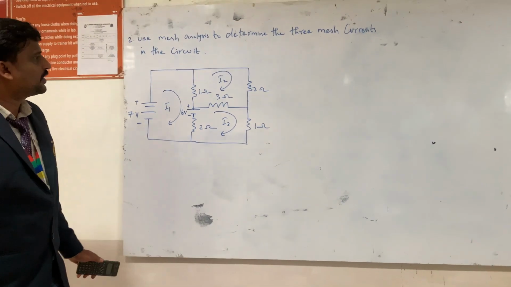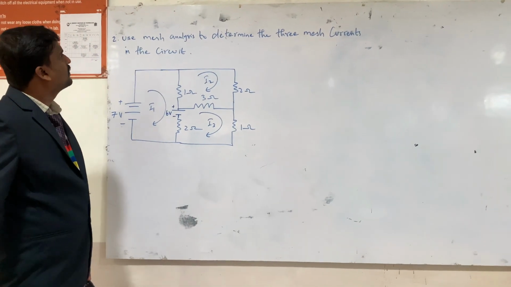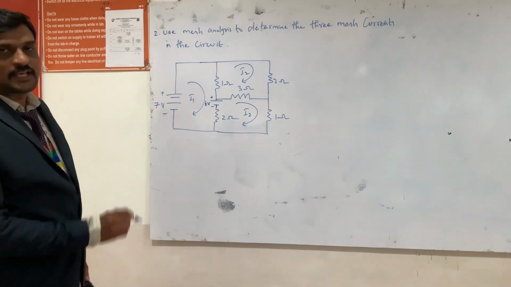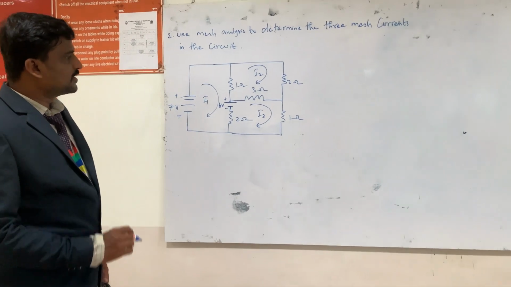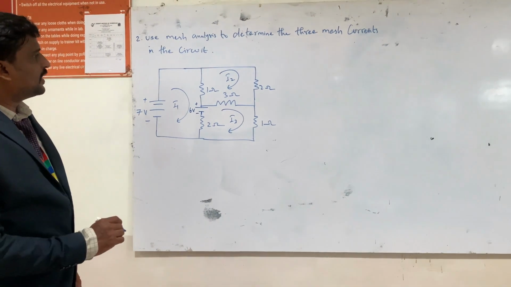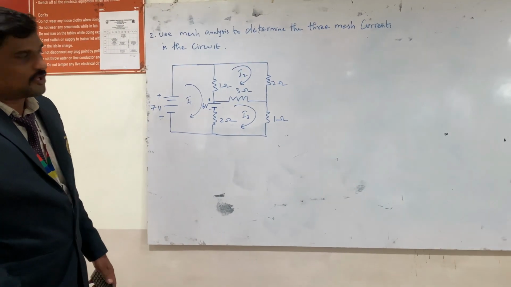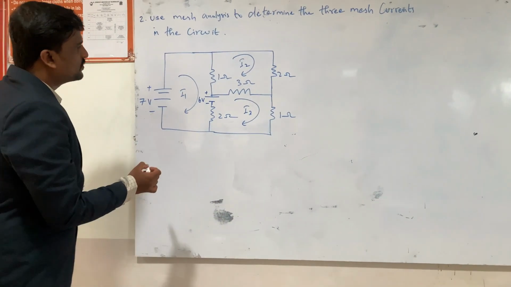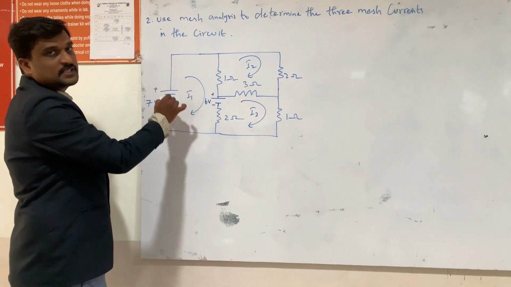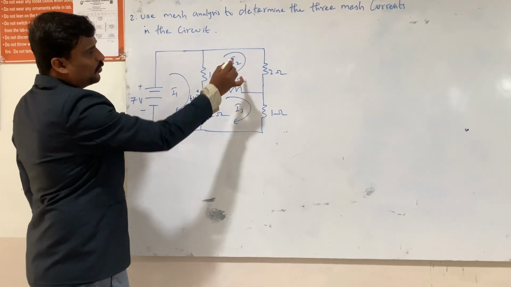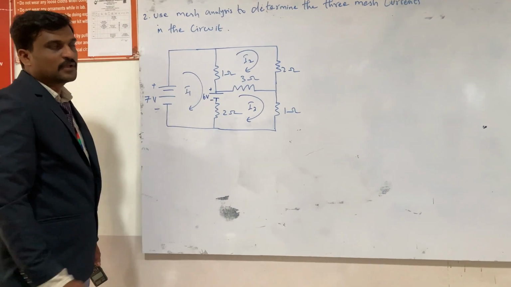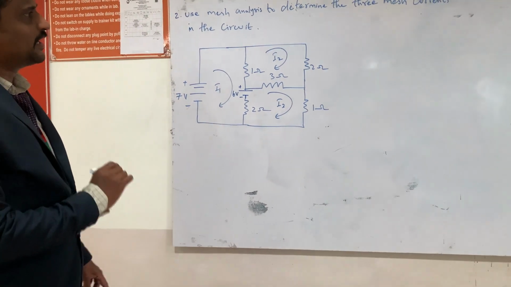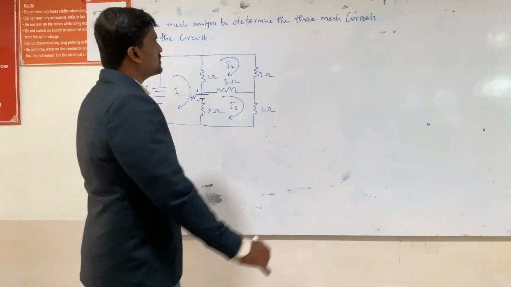Hello. In this problem, using mesh analysis, we need to determine the three mesh currents in the circuit. Here in this circuit, we are given three loops and the direction of current is already given. So I1, I2, I3. This is our first loop, this is our second loop, and this is our third loop. So directly we can use the inspection method and find the matrix equation.